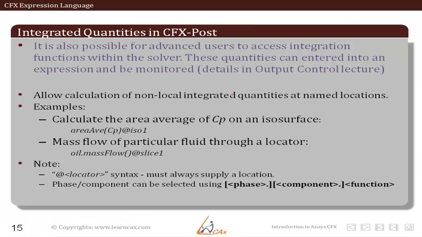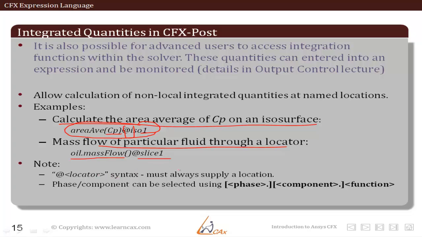It is also possible for advanced users to access integration functions within the solver. These quantities can be entered into the expression and be monitored. We will discuss the details in the output control lecture. Also, calculation of non-local integrated quantities at named locations can be done. So what we can do is calculate the area average of CP on an isosurface. For that, the expression is areaAve, which is a ready-made function, of CP at the isosurface. Mass flow of a particular fluid through a locator can also be calculated, which is massFlow of a fluid at slice 1, that is the locator.